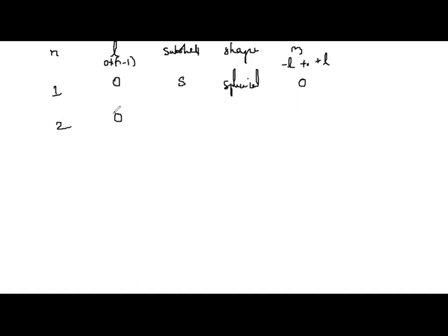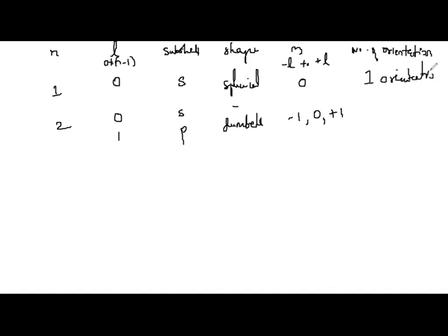If n is equal to 2, L values are 0 and 1. This is S, same as here. But if it is 1, it is P, and it is dumbbell. The m values are minus 1, 0, plus 1. So here I'll write the number of orientations. 0 means there is only one orientation. Correct? Here how many are there? 3 orientations.